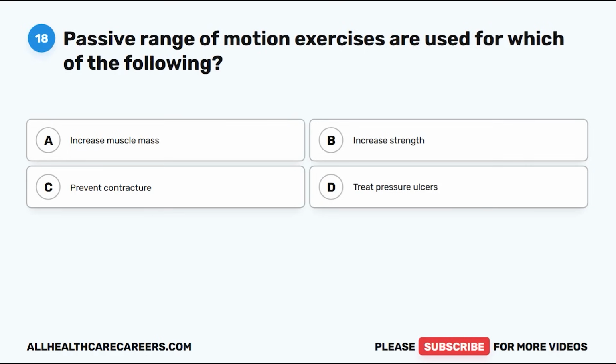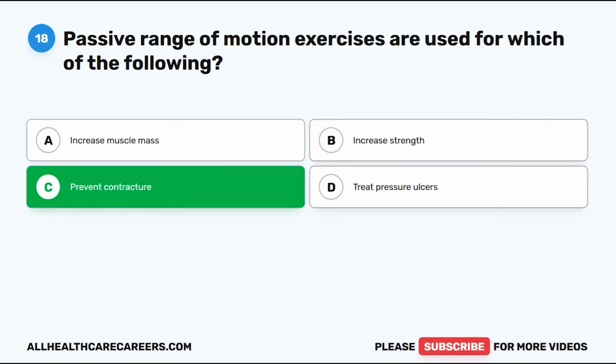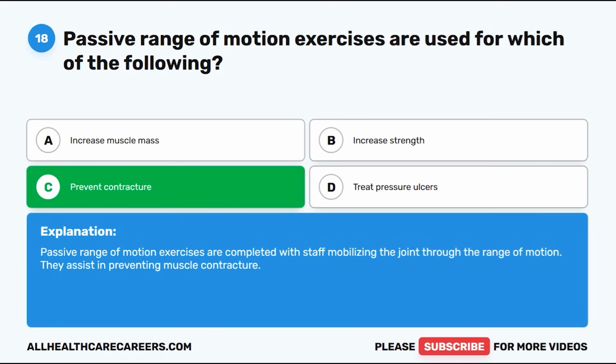Option A. Increase muscle mass. B. Increase strength. C. Prevent contracture. D. Treat pressure ulcers. The correct answer is C. Prevent contracture. Passive range of motion exercises are completed with staff mobilizing the joint through the range of motion. They assist in preventing muscle contracture.